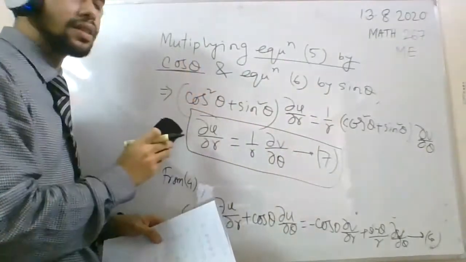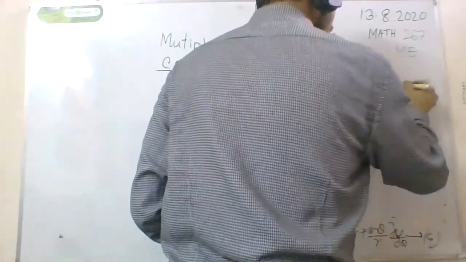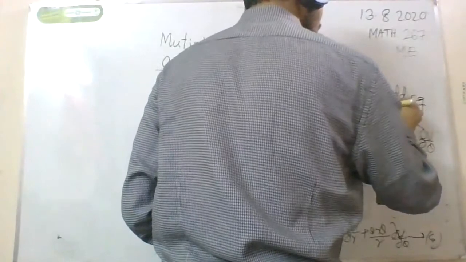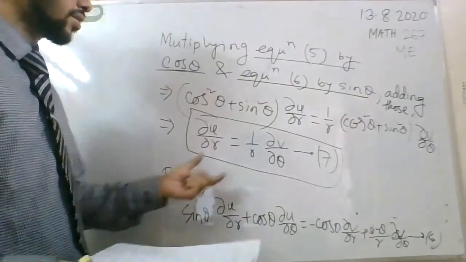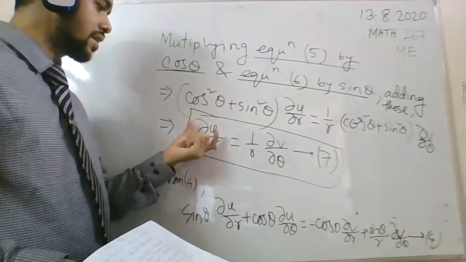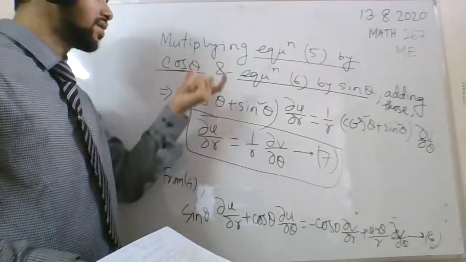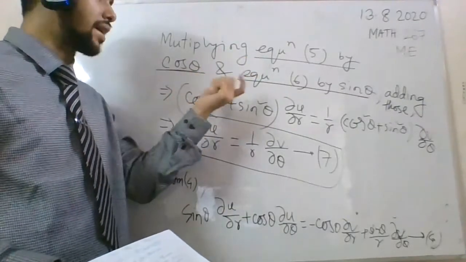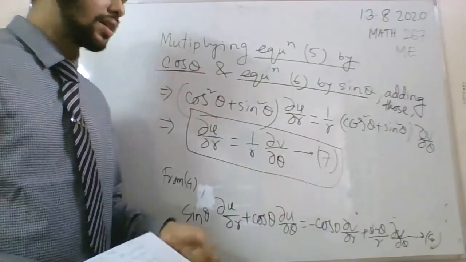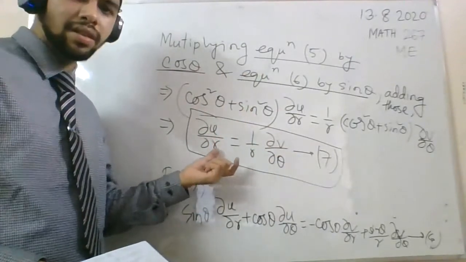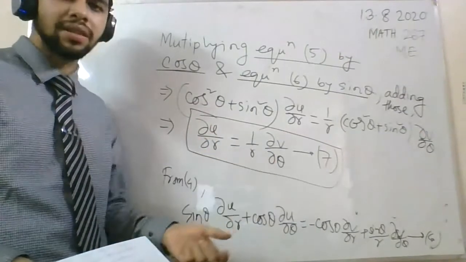If you multiply equation 5 by cos theta and equation 6 by sin theta, and after that add these two equations, then you get the equation which is del v by del r equals to 1 by r del v by del theta. That means at first just multiply equation 5 by cos theta and then multiply equation 6 by sin theta, and after that add them. Okay. Then you can get one of the Cauchy Riemann equations in polar form, which is del v by del r equals to 1 by r del v by del theta.